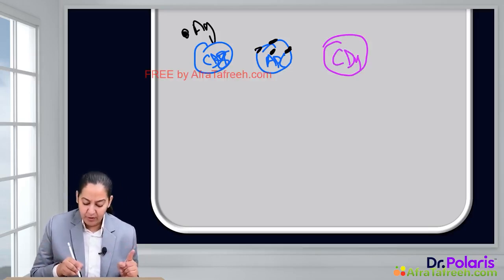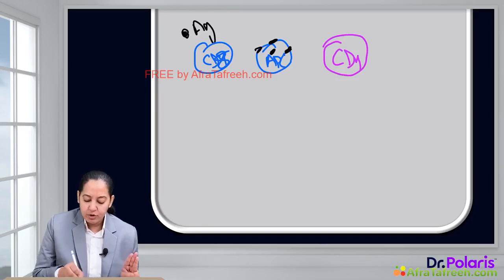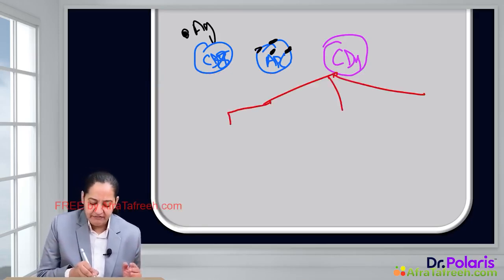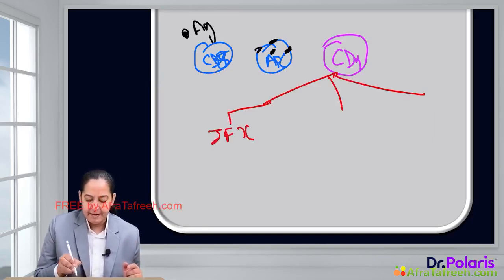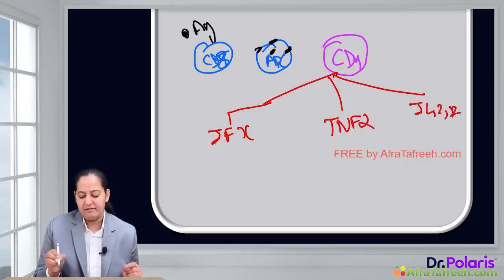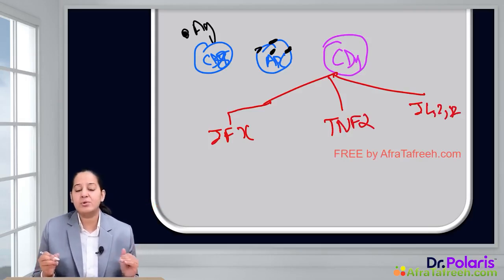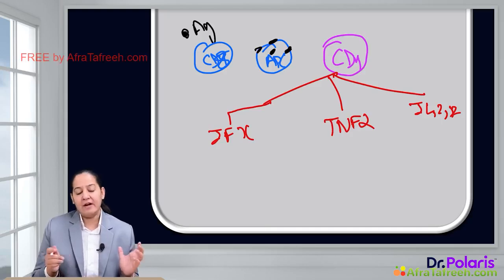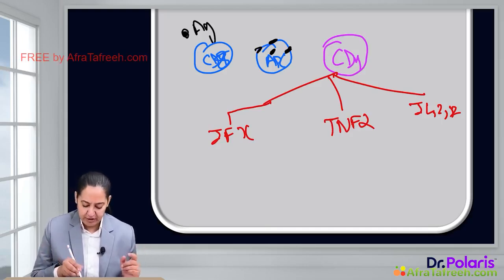Now this CD4 T cell will secrete 3 cytokines. You can appreciate the names of the 3 cytokines. The first one is interferon gamma. The second one is TNF alpha. And the third one is interleukin 2 and interleukin 12. So what are these 3 cytokines doing? They will attract one cell and ultimately result in the formation of granuloma.